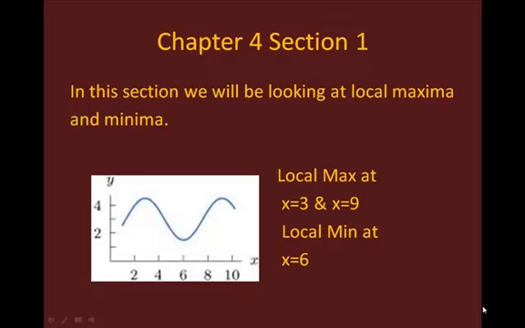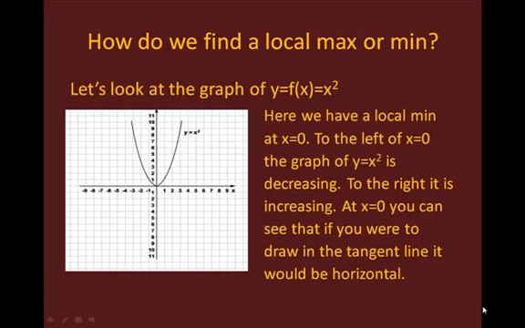So any time that you hit one of these pivotal points, we have something called a local max and a local min. Looking at the graph in front of you, we can see that we're going to have a local maximum when x equals 3, because you're at the top of a hill, and also at x equals 9, because again, you're at the top of a hill. We're going to have a local minimum when x equals 6, because that's where you're at the bottom of a cup.